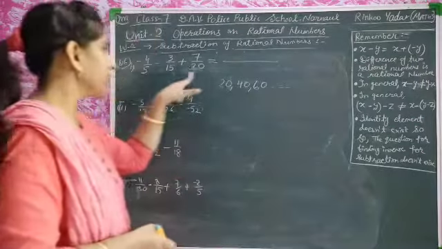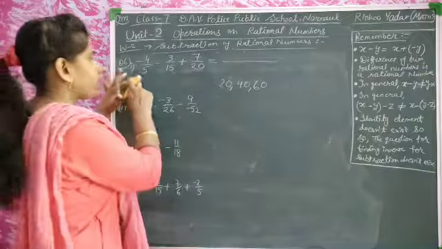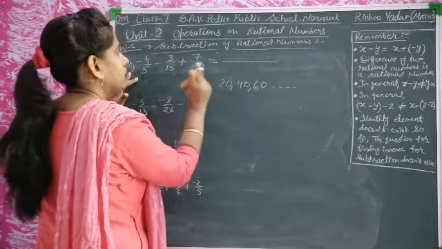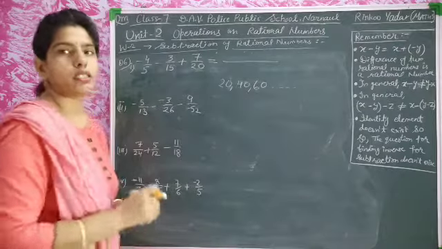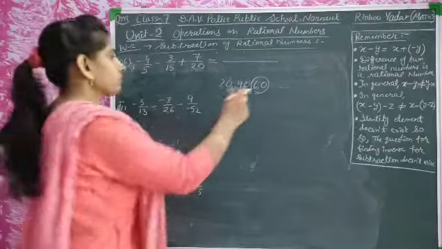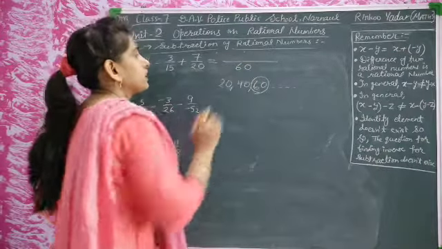60 divided by all the numbers? Yes. 5 divides it exactly. 15 times 4 is 60. 20 times 3 is 60. It means 60 is the LCM here. So taking LCM is 60.